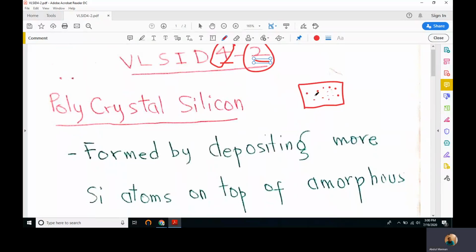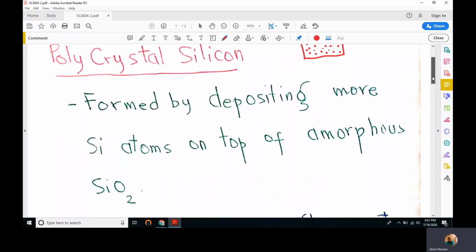MOS stands for metal oxide semiconductor, where metal refers to the material that is used to make the gate terminal of a regular MOS transistor. But in modern VLSI design, the gate is not formed by metal. It is made of a special material. We call it polycrystal silicon. The symbol of polycrystal silicon is this: in a rectangular box, we have dots inside representing polycrystal silicon.